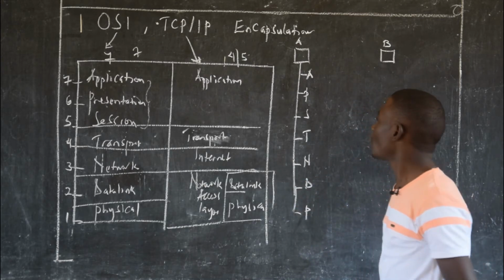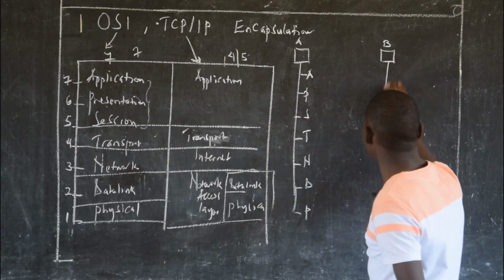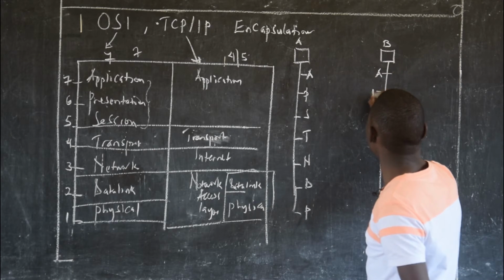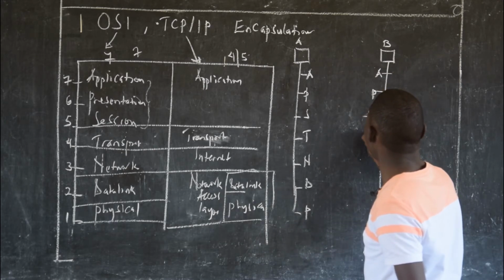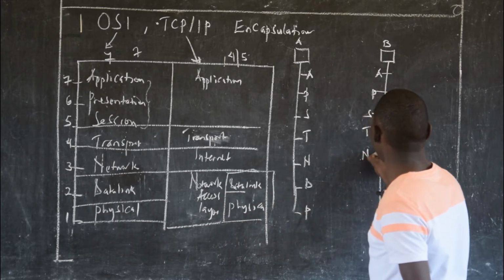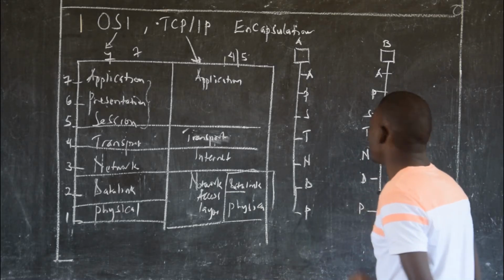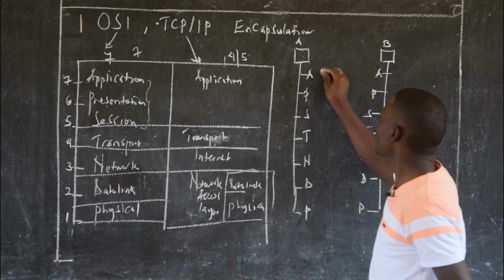Are we together? So we have the layers here, and we also have them this side as those layers. Let me use the initials as A, we have P, we have S, we have T, we have N, and we have D, then we have the P. Now, we have our message from device A.